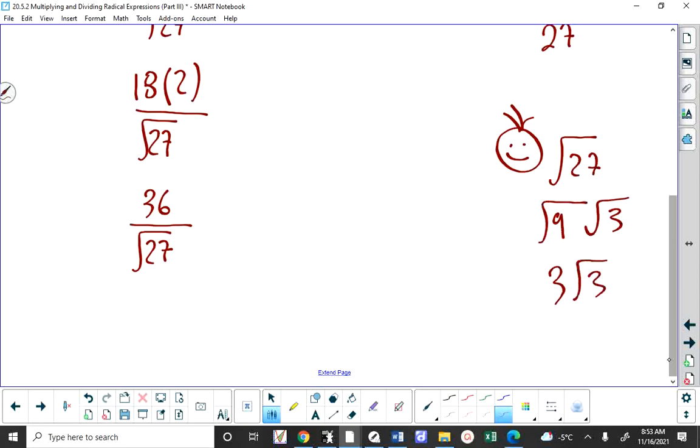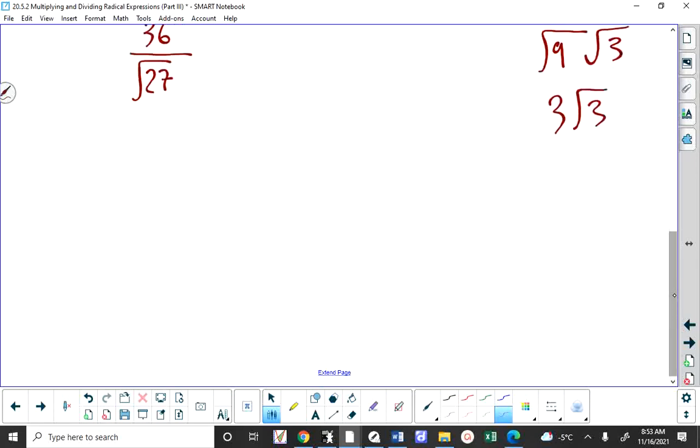And it's 3 root 3, because 27 is 9 times 3, and the square root of 9 is 3. That means this 36 over root 27 becomes 36 over 3 root 3. And this happened a lot yesterday: you've already divided stuff, and then you do something else and discover you can divide more stuff.